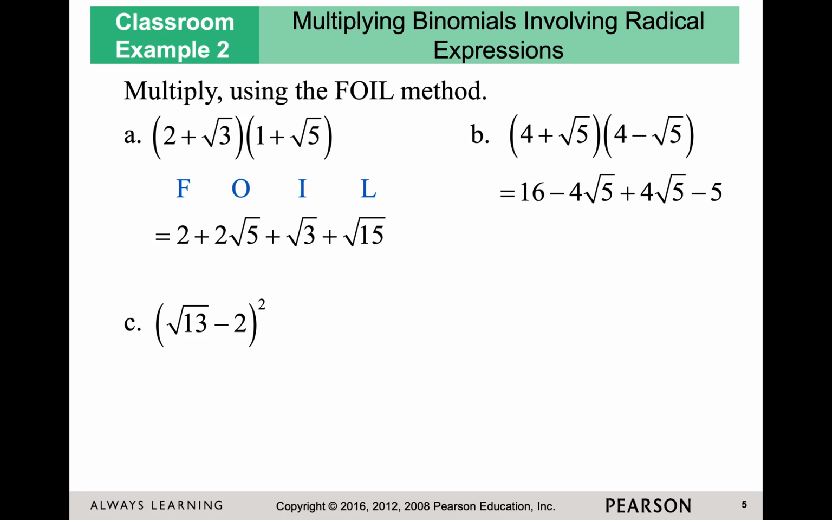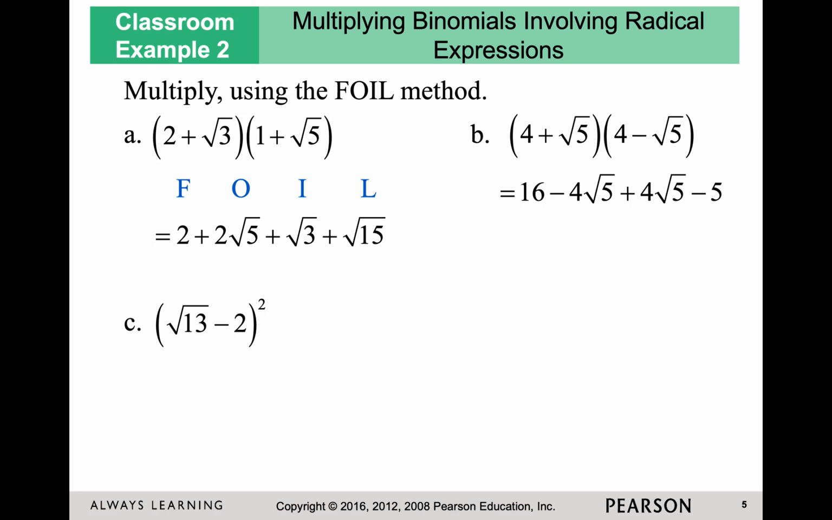In part B, I'm going to do the FOIL process again. So 4 times 4 is 16. 4 times the square root of 5, negative, it would be minus 4 square root of 5, plus 4 square root of 5, minus 5. Where does the 5 come from? The square root of 5 times the square root of 5 is the square root of 25, which is just 5. Now notice those middle terms.